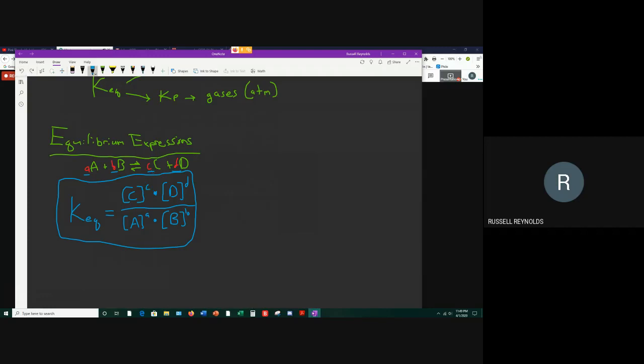Okay? So that is the basics behind this. Now we can look at a specific example, and hopefully when we apply it to the example, it'll all start to make sense.